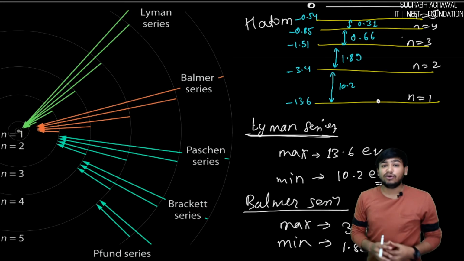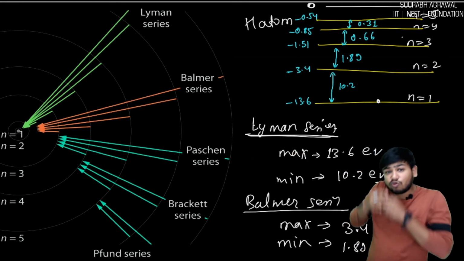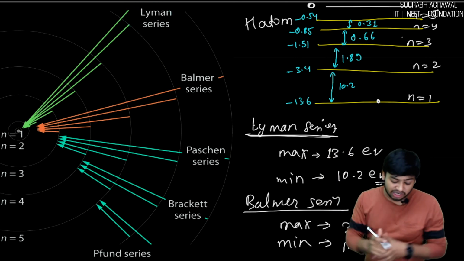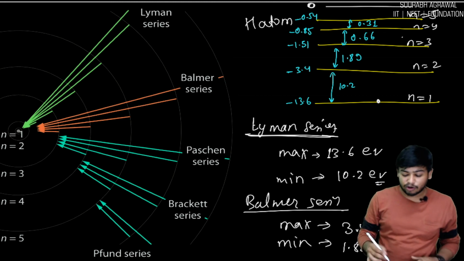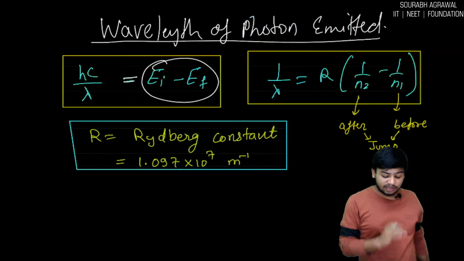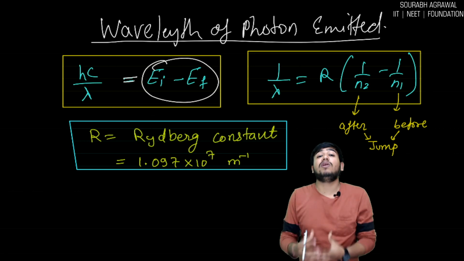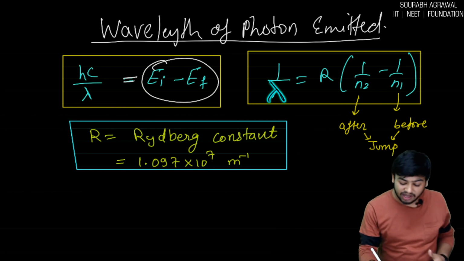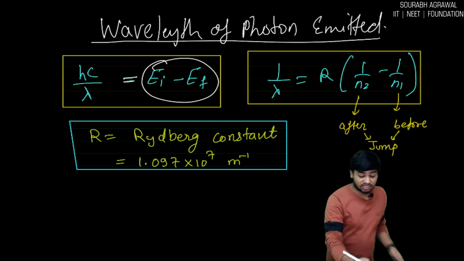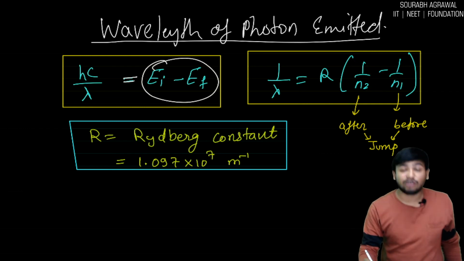After that, I said that if radiation occurs when the electron jumps from any state to 1, we call it Lyman. When the electron jumps from any state to 2, we call it Balmer. The energy of Lyman is going to be more than Balmer, and so on. Then, what will be the wavelength of the photon that comes out? We have the formula 1 by lambda is equal to R, where R is the Rydberg constant, 1.1 into 10 raised to power 7 meter inverse, into 1 by n2 square minus 1 by n1 square.